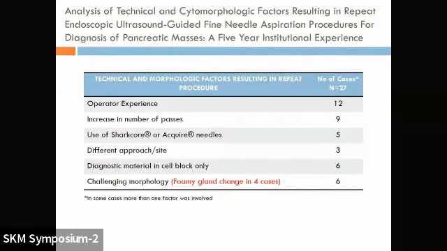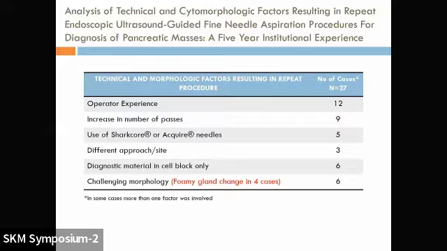A few years ago, we actually did a retrospective study to identify factors responsible for indefinitive diagnosis on EUS-FNA requiring repeat procedures. Although the repeat rate in our institution is fairly low, thanks to our outstanding gastroenterologists who are highly skilled in performing these procedures, nevertheless, we did identify 27 patients undergoing 56 procedures during this 5-year study period.